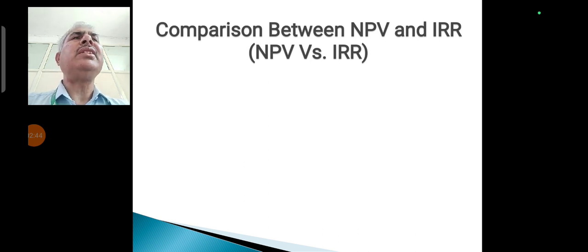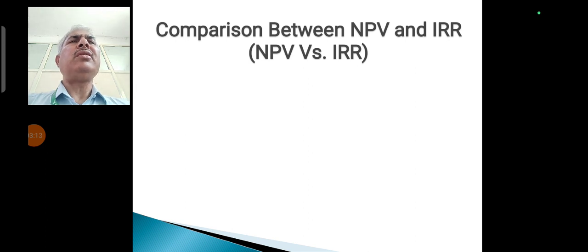The basic technique of the NPV method is that intermediate cash inflows are reinvested at the cutoff rate, whereas in the case of the IRR method, intermediate cash flows are presumed to be reinvested at the internal rate of return.